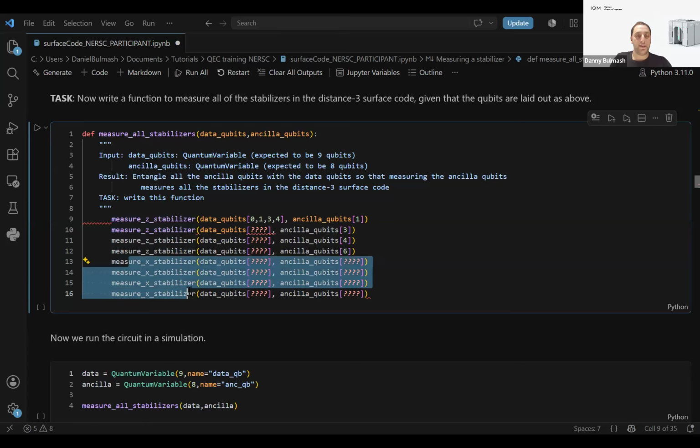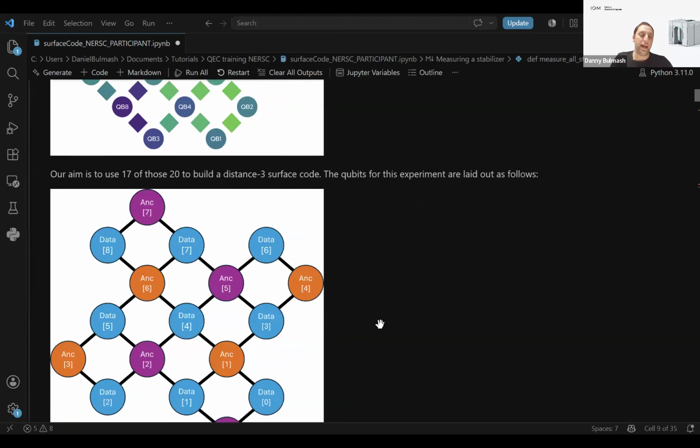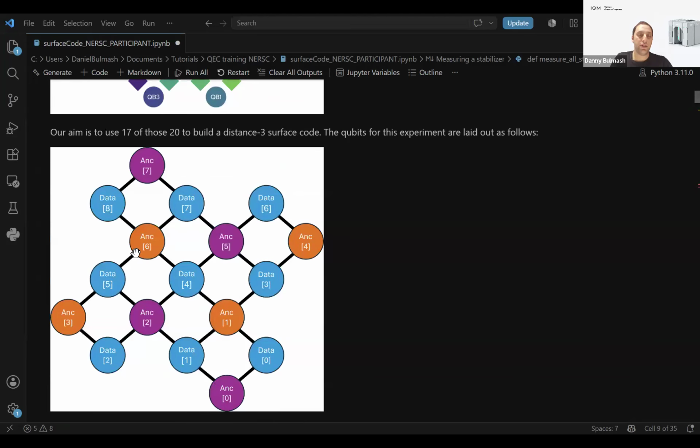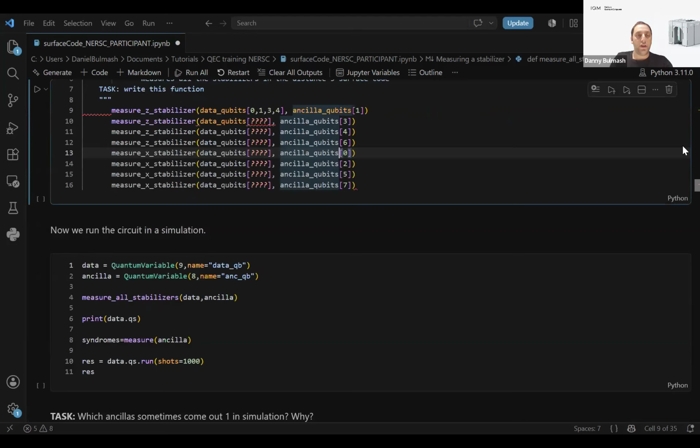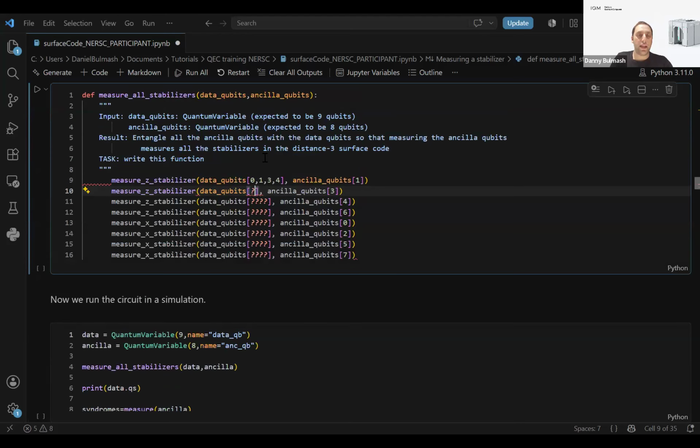The rest of the ancillas are going to measure X stabilizers. So 0, 2, 5, and 7. And this is just coming from staring at the way that the code is laid out, right? So we have an X stabilizer at each of these orange circles, and that's these particular ancilla qubits. So, for example, ancilla 3 is connected to data qubits 2 and 5. So why don't we put that in? We're going to measure a Z stabilizer that involves data qubits 2 and 5 and ancilla qubit 3.